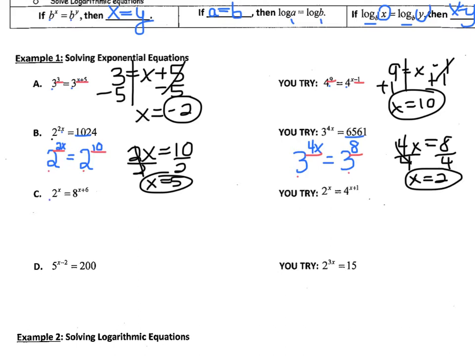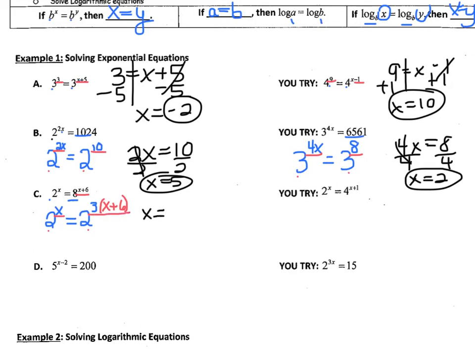Let's look at C. We have a 2 and an 8 for a base. I'm going to keep the 2 for a base, but I'm going to rewrite that 8 using 2. Well, 2 to what power equals 8? 2 to the 3rd is 8. But don't forget, we have this x plus 6 right there. So I'm going to write the x plus 6 next to that 3, and I'm going to put it in parentheses. Now our 2's match up, and we're going to write x, this x, equals all of that.